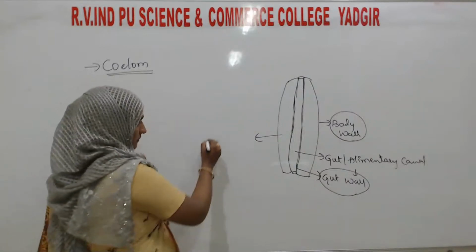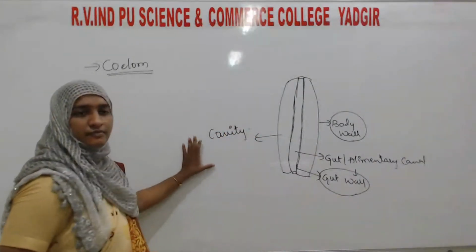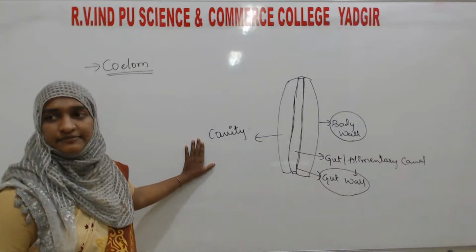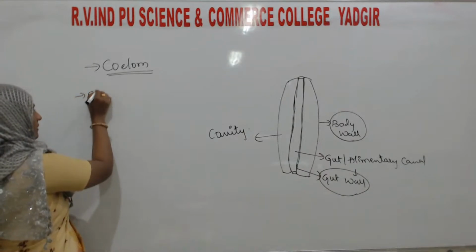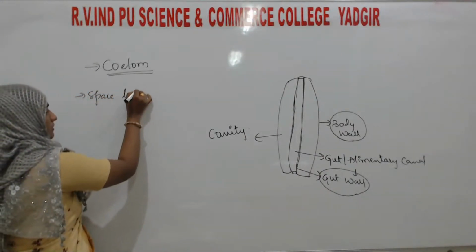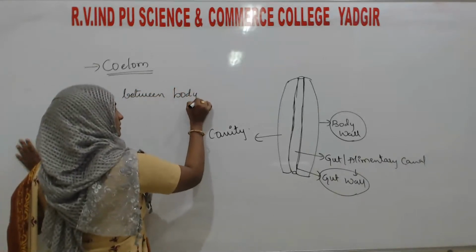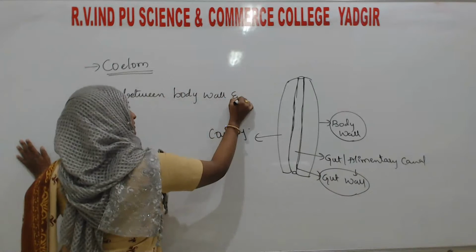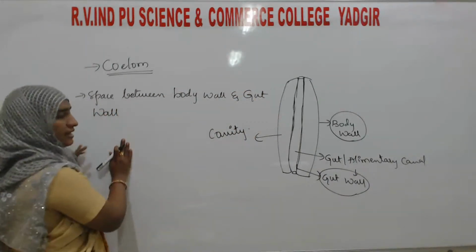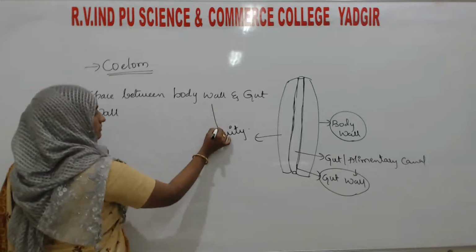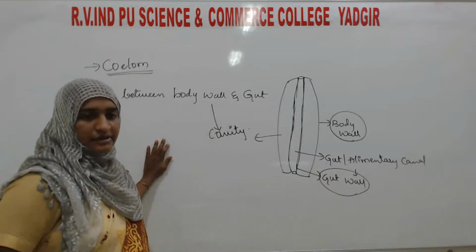What can we call it? We can call it the cavity. What is the cavity? It is the space between the body wall and the gut wall. Body wall and gut wall, that space is known as the cavity.